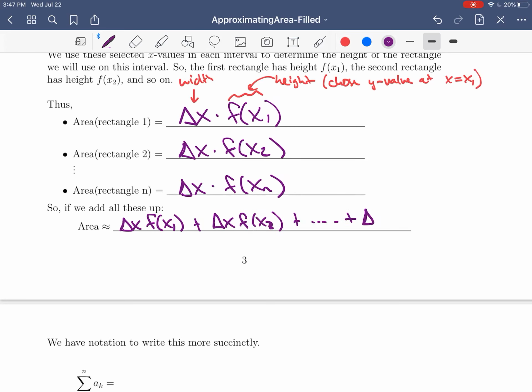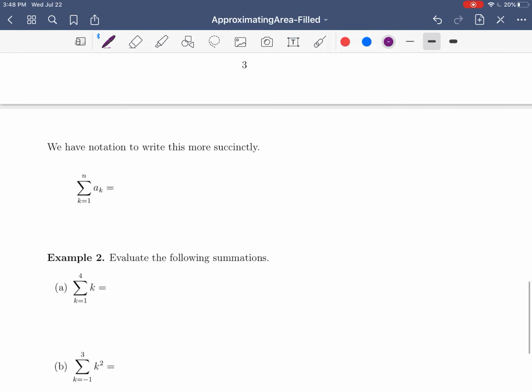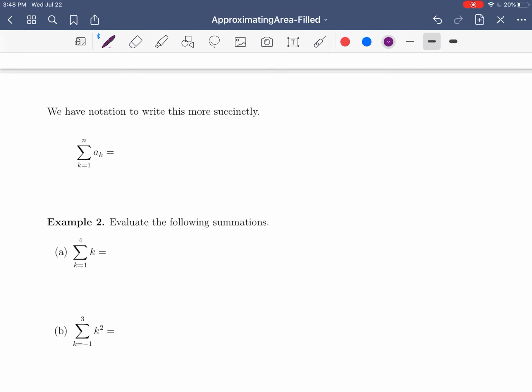So I get a sum with n terms. Oops. This is hard to work with. So what we want to do is write this notation a little bit more succinctly. So we're just going to take a brief sidetrack into some notation. So this is a sum. This is a sigma. It's a capital sigma, a Greek letter, but in math, it means the summation. Let me just write that. So this is a summation symbol.